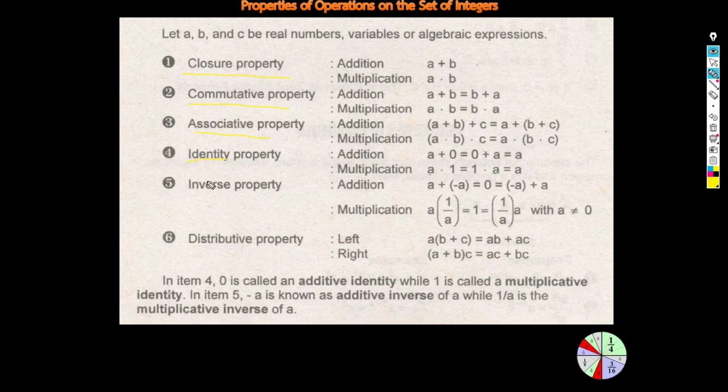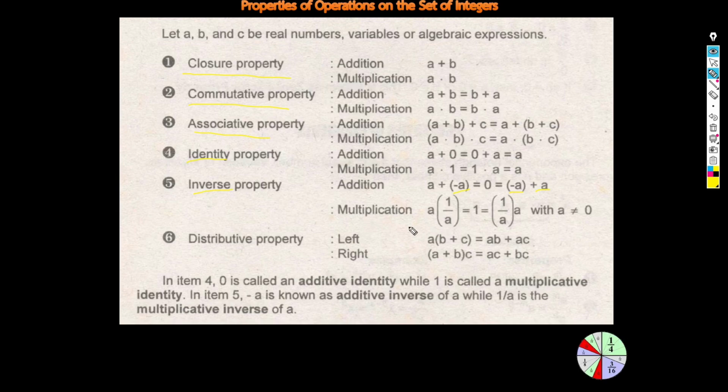Okay? Now, let's go to the inverse property. The inverse property is the baliktad. So when you add a number to its additive inverse, for a positive number its additive inverse is the negative number, while for a negative number its additive inverse is the positive of it, it will give you a 0. When you add a number to its additive inverse, the answer is 0.